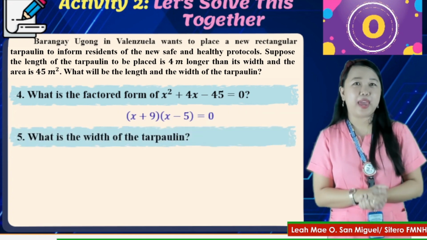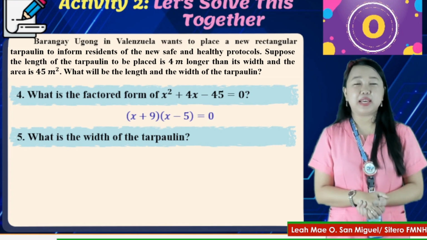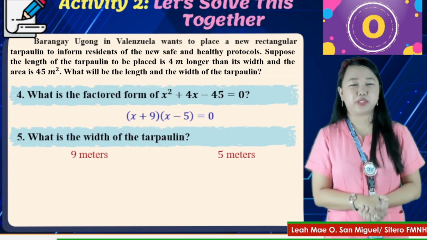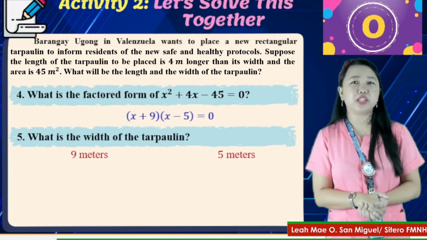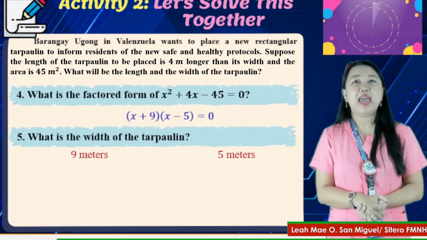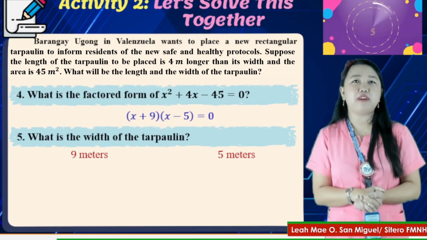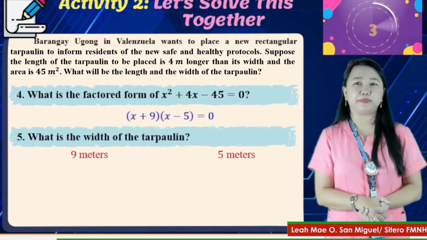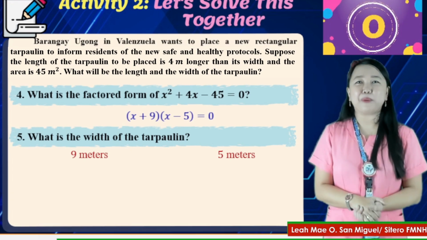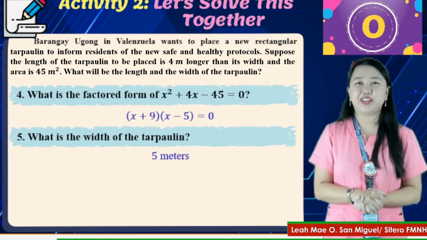Upon solving for x, what is the width of the tarpaulin? Is it 9 meters or 5 meters? You have 10 seconds to comment your answer. Go! x represents the width. Make sure to relate the obtained value of x in the problem. Time's up. If you answered 5 meters, then you are correct.